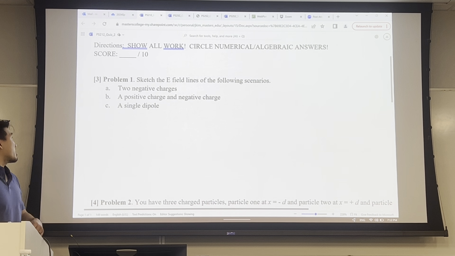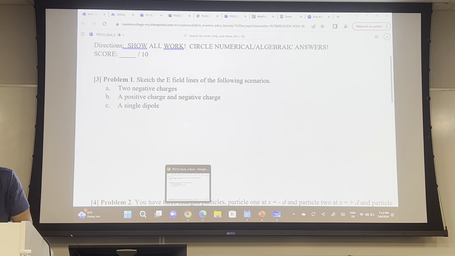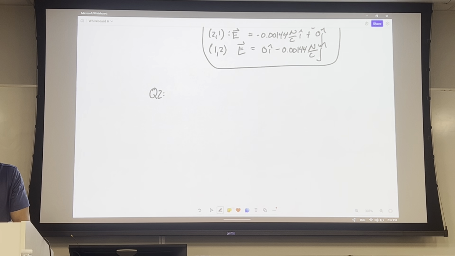Okay, problem 1, I want you to draw the electric field lines of the following. So quiz 2, problem 1A is two negative charges, so you have a negative and a negative. I think you guys know how to do the net. I think the only one that actually has confusion is 1C with a dipole. Is that right? Hopefully that is. Well, this is a dipole.